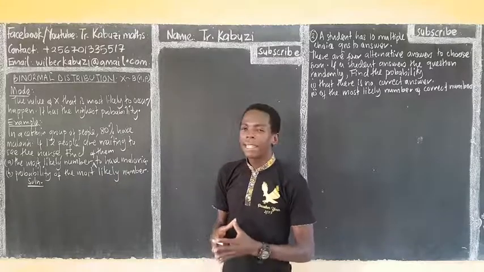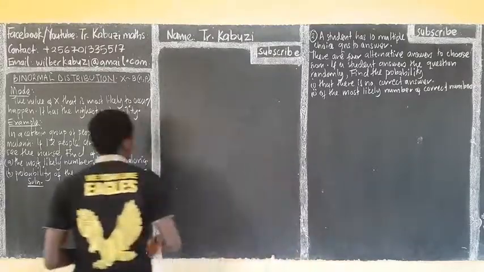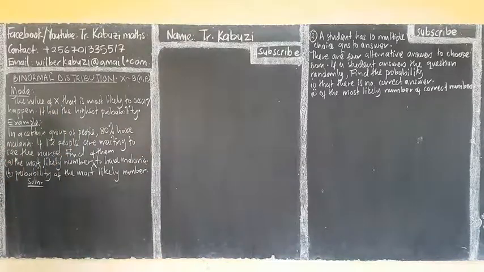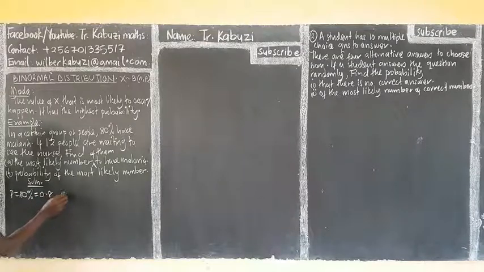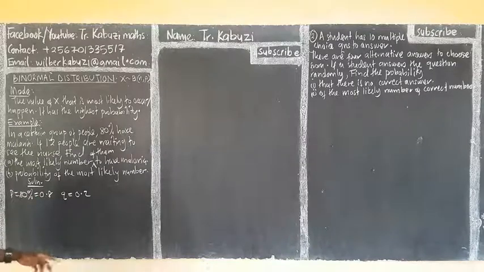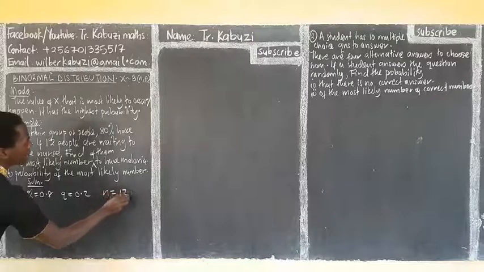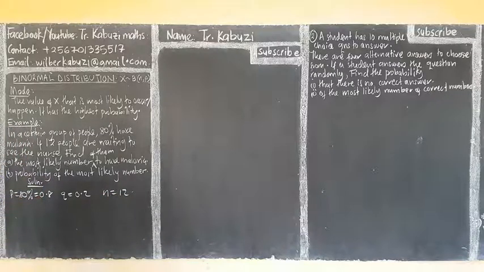So here, let us see. Our probability of success is that someone has malaria, because it's what we are looking for. So our p here is 80%, which is 0.8. That means the probability of failure is going to be 1 minus 0.8, which is 0.2. Our n is 12. This is our sample. We are using 12 people. Find the number most likely to have malaria.